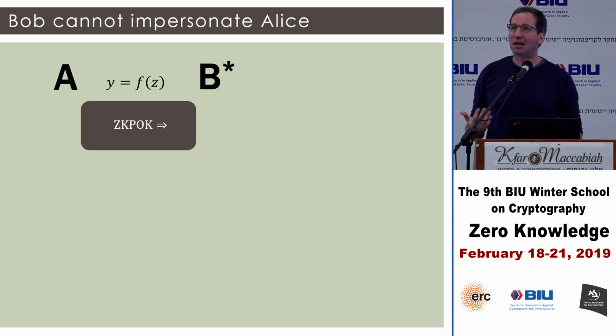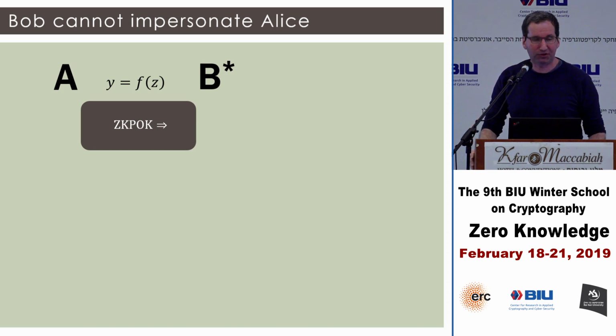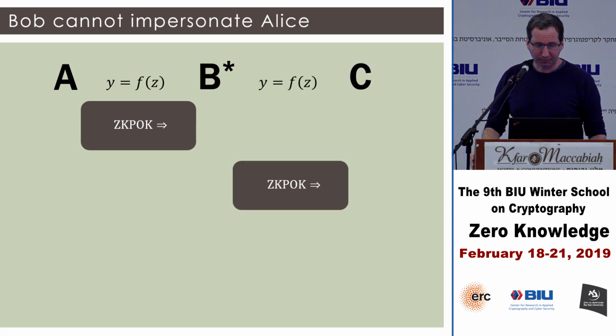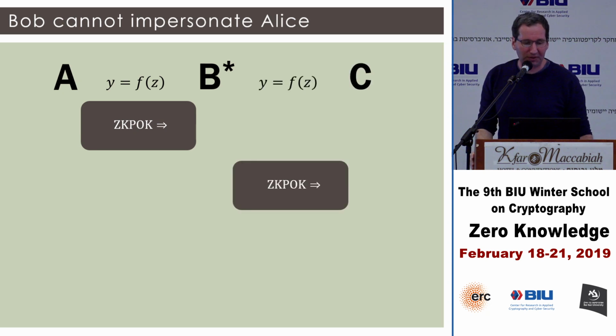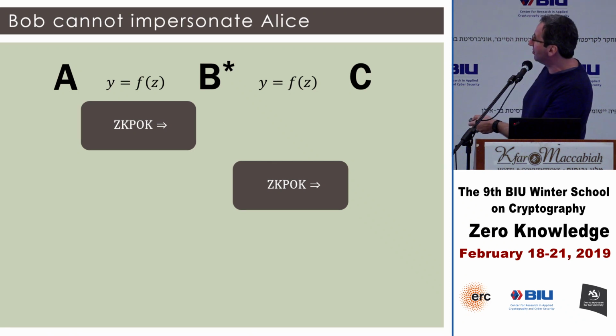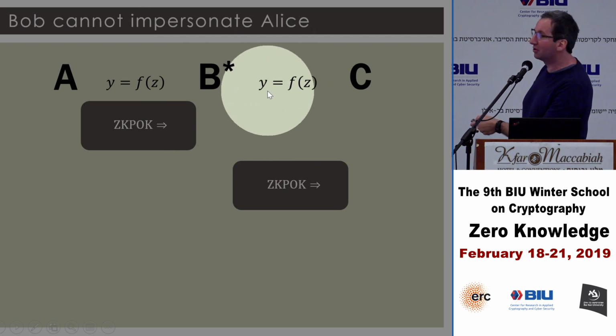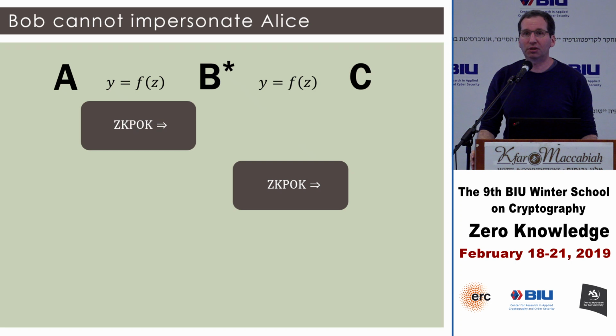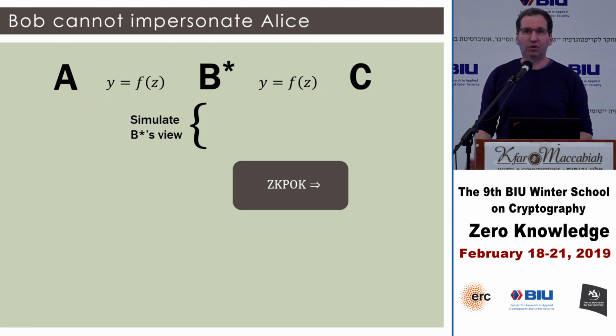And the claim is that B star, Bob, cannot impersonate Alice. It's useful to look at this example because it's a classical use of zero knowledge proofs. This is how zero knowledge proofs are being used. Suppose Bob, B star, can impersonate Alice to Charlie. How does he do it? He claims, I'm Alice. I know the preimage of Alice's y. And then, suppose he can do it by proving a zero knowledge proof of knowledge of the preimage of y. So here is how the proof works.